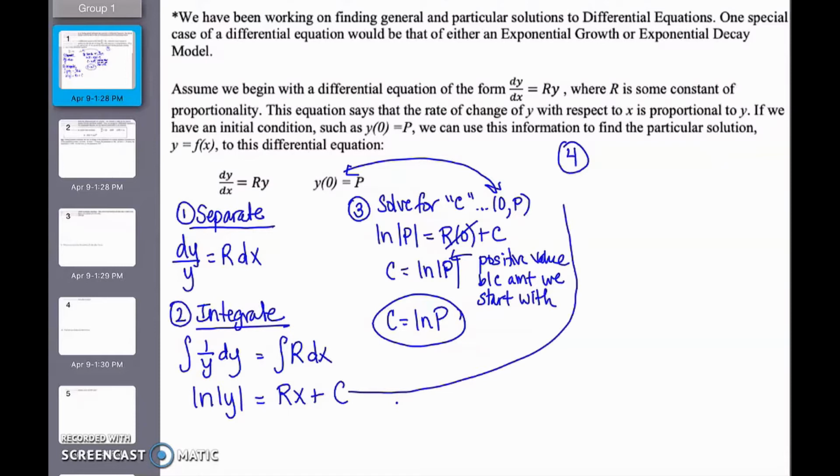Step 4 is to plug our c into our equation from right here. So now we have ln of the absolute value of y equals rx plus the natural log of p. Again, we drop the absolute value bars around the p because if p is our initial amount, it has to be a positive value. Now step 5 is to solve for y.